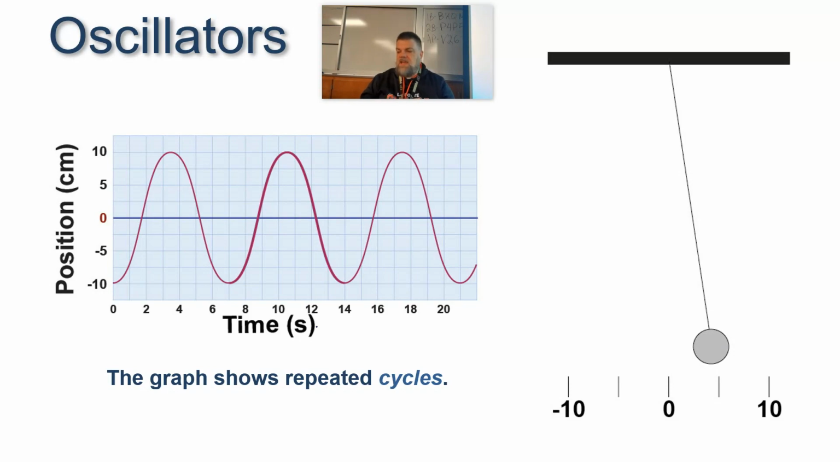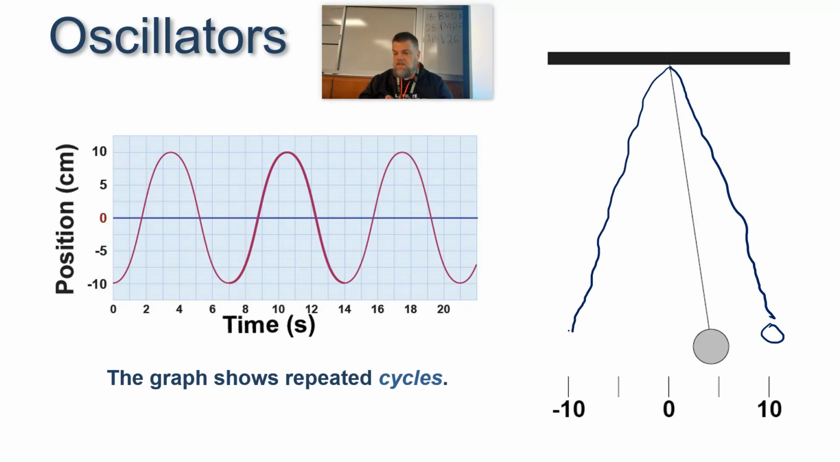So what they're saying is that this ball swings all the way over here to 10 at some point in time. And then at another point in time, it swings all the way over here to negative 10. And so they measure that. It starts at negative 10 at 0 seconds, and then it crosses right here, and then it goes all the way to positive 10, and then it crosses right here.